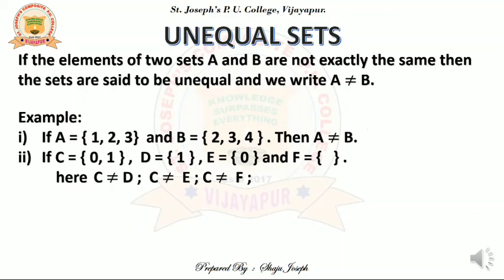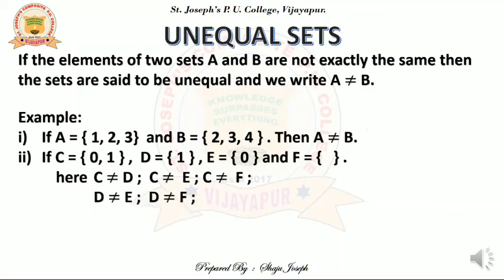How about C and E? Again the same. C contains 1 but that does not exist in E. Therefore, they both are not equal. How about C and F, the first one and the last one? Of course, they are not equal because C has two different elements, that is 0 and 1, while F has nothing. Automatically, they both are not equal sets.